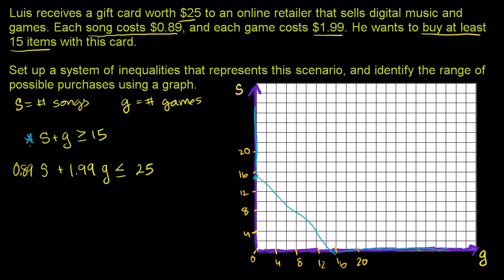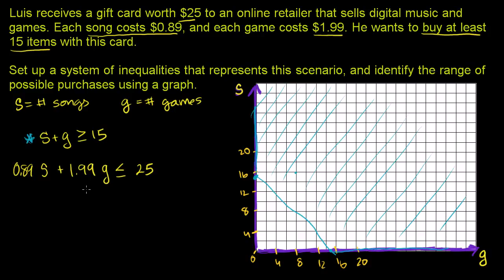So this constraint right here is all of this. All of this area satisfies this. If you pick any coordinate here, and really you should think about the integer coordinates because we're not going to buy parts of games, they represent combinations of S and G where you're buying at least 15 games. For example, here you're buying 8 games and 16 songs. That's 24. So you're definitely meeting the first constraint.